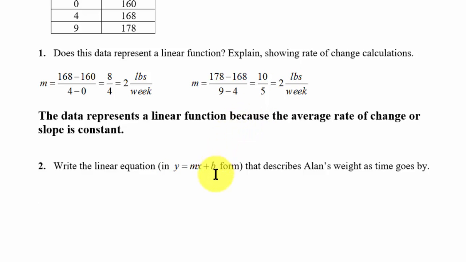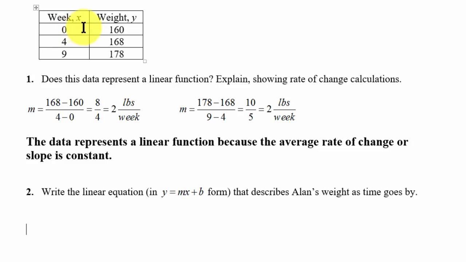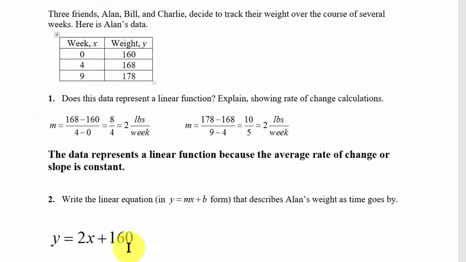And the b, remember, if that represents Alan's initial weight, if I look at the table, his initial weight would be the weight represented at week 0. So the linear equation would look something like this. So I have y equals 2x plus 160. So that's the equation that represents Alan's weight gain or weight loss over several weeks.